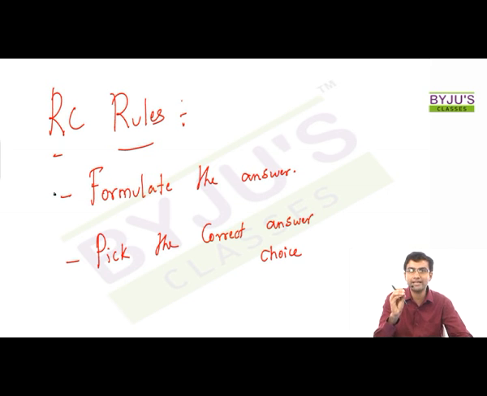Most of the times, the moment you formulate the answer, you will get the right answer choice. But sometimes there will be some tricky things which these examination guys will play around. They'll put some very tricky answer choices. They will try to fool us, but we will outsmart them by picking the right answer choice. That's the objective of the RC rules class.